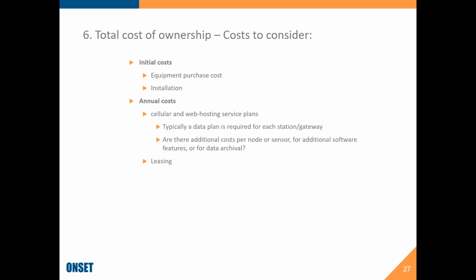Then you want to look at the annual cost, because there will be some ongoing costs. So think about these as well. Most cellular-enabled systems have ongoing web hosting service plans, which you have to pay for. A typical cost for those might be $200 per year. If you're in a place where you can get Wi-Fi or Ethernet connectivity to your station, you might be able to get a free service plan, so those can save you some money.